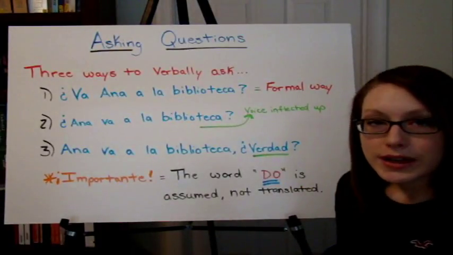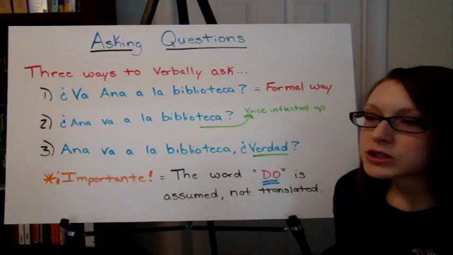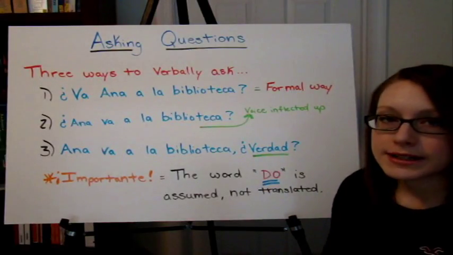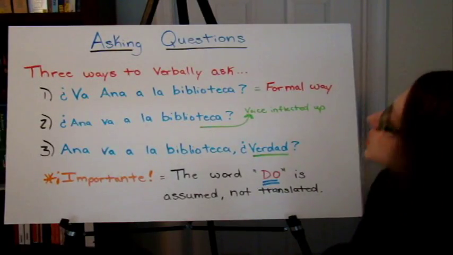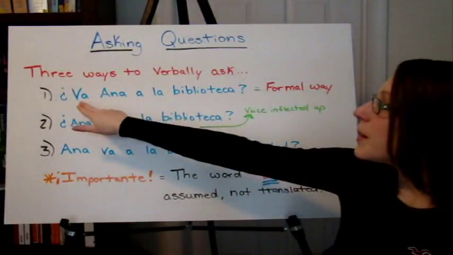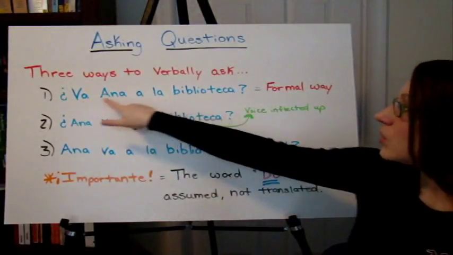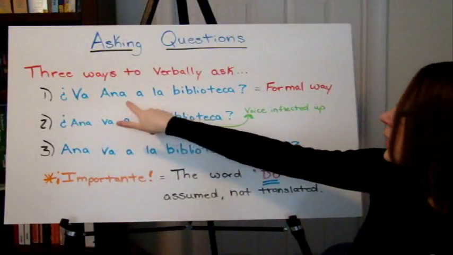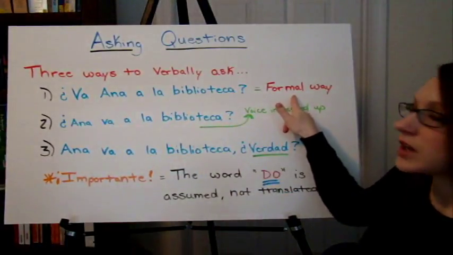Okay, there are 3 ways to verbally ask questions in Spanish. What I just taught you is how you write it. That is the formal way you ask questions. That is the first one here. Va Ana a la biblioteca. Notice we have verb subject. So this is the formal way that I just taught you.